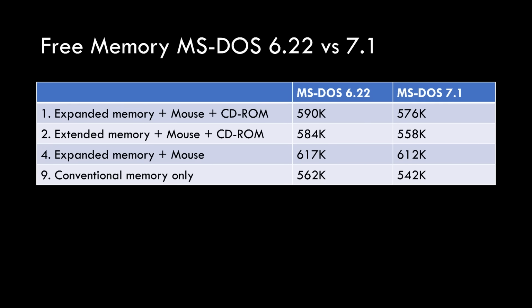We can now compare MS-DOS 6.22 and MS-DOS 7.1 with 4 different memory configurations, and yeah, it is quite obvious that with MS-DOS 7.1 you will have less free memory under DOS. This does depend highly on the type of machine that you're using and how it's configured.